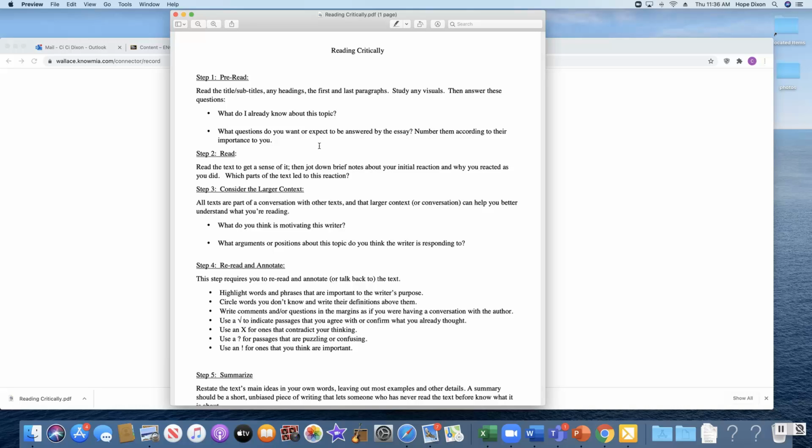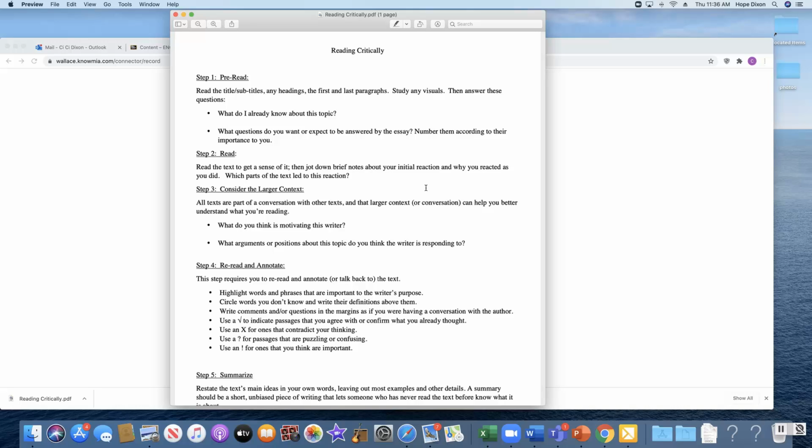Once you do that, then you can read the article, truly read from beginning to end. And so read the article from beginning to end and just jot down brief notes about your initial reaction. Okay? In other words, as you're reading, make a list. This makes sense. I don't understand this. I even to the point, maybe I think this author is right, or I think this author is wrong, or this is a good point.